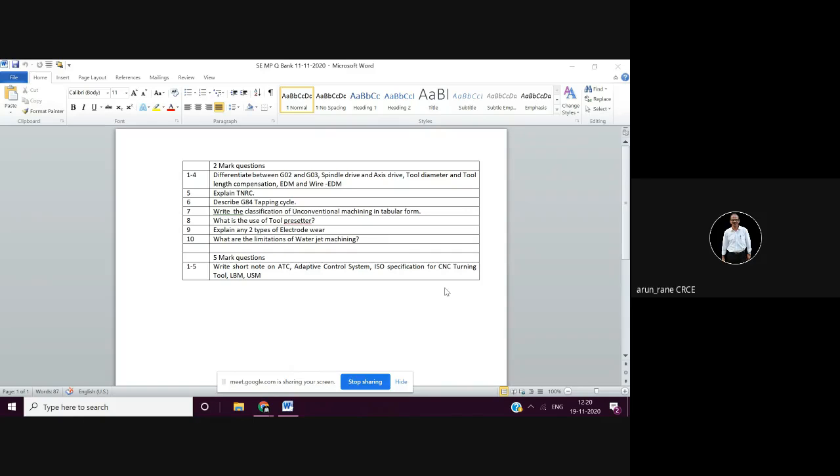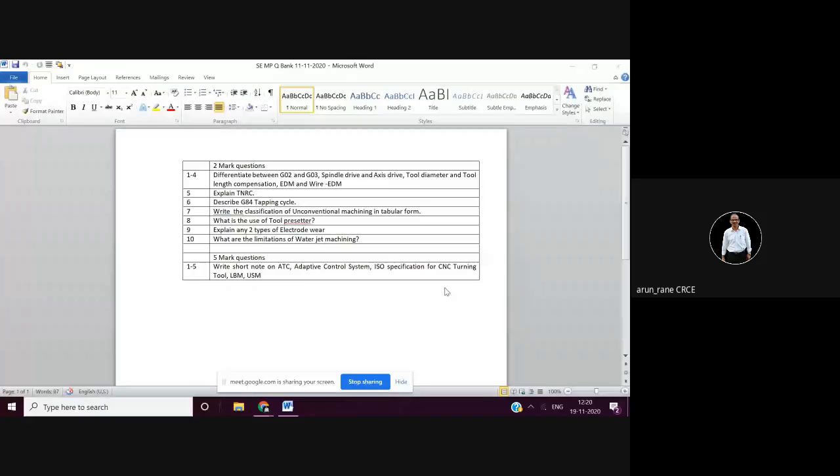Like when I say CNMG 120408, this is actually for the turning tool, OD turning tool. PCLNR, that is for the tool holder. If you refer to the PN now, you will understand this.